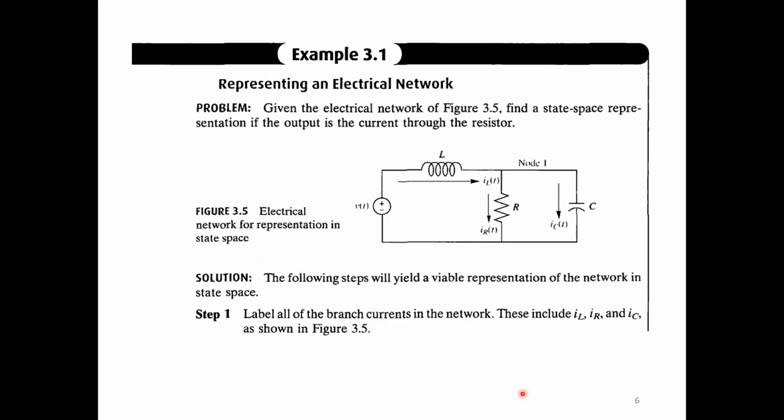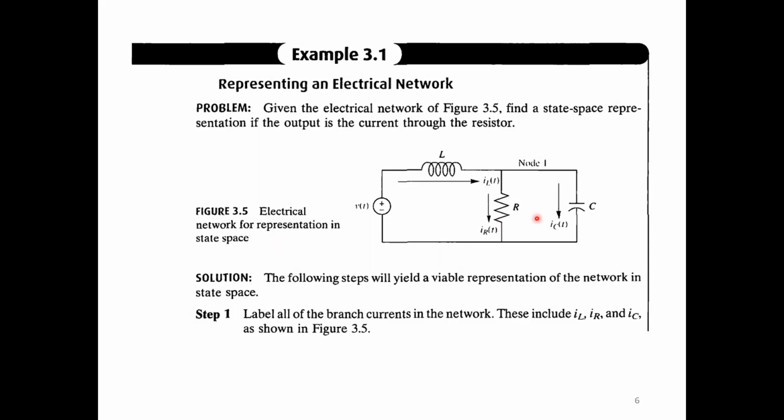Okay, first problem. Representing an electrical network. So this is the electrical network. Given the electrical network, figure 3.5, find a state space representation if the output is the current through the resistor. Electrical network for representation in state space. Okay.